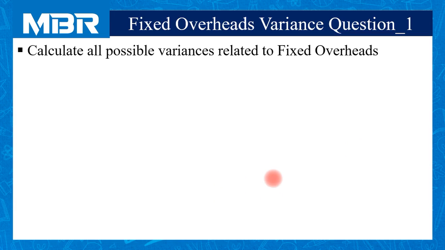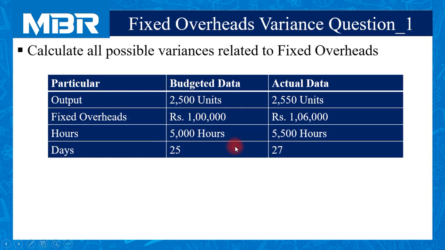Calculate all possible variances related to fixed overheads. The question itself is open-ended, so on the basis of the information provided by the examiner, we need to calculate all possible. There are 7 different fixed overhead variances possible on the basis of the information provided. Let us refer to the data.